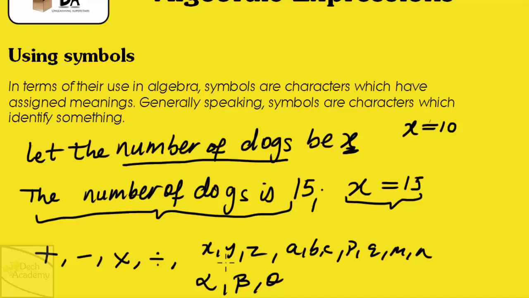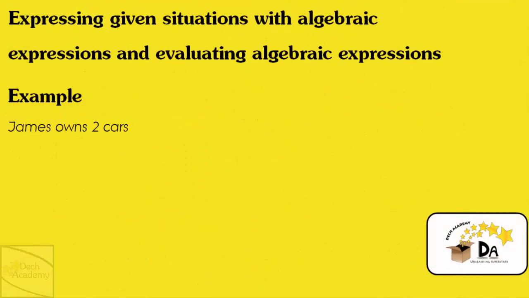But we're going to be focusing on the use of these characters like alphabet and Greek letters to represent, and we're going to be assigning them meanings and using them to formulate algebraic expressions from given situations. You'll see this shortly. Now we're going to look at the expression of given situations with algebraic expressions, as well as the evaluation of such algebraic expressions. So here's an example. Here's a sentence that says James owns 2 cars. I want to express this sentence using a symbol.